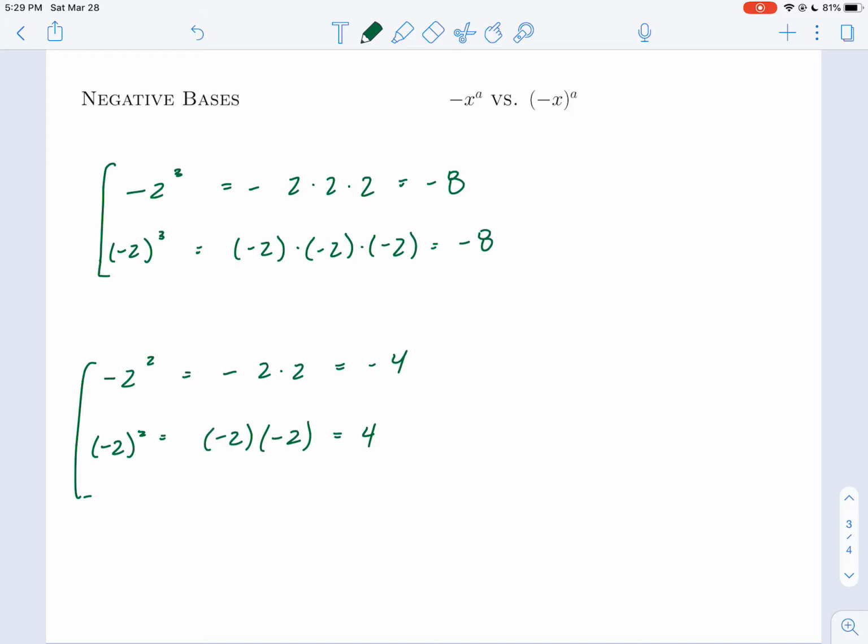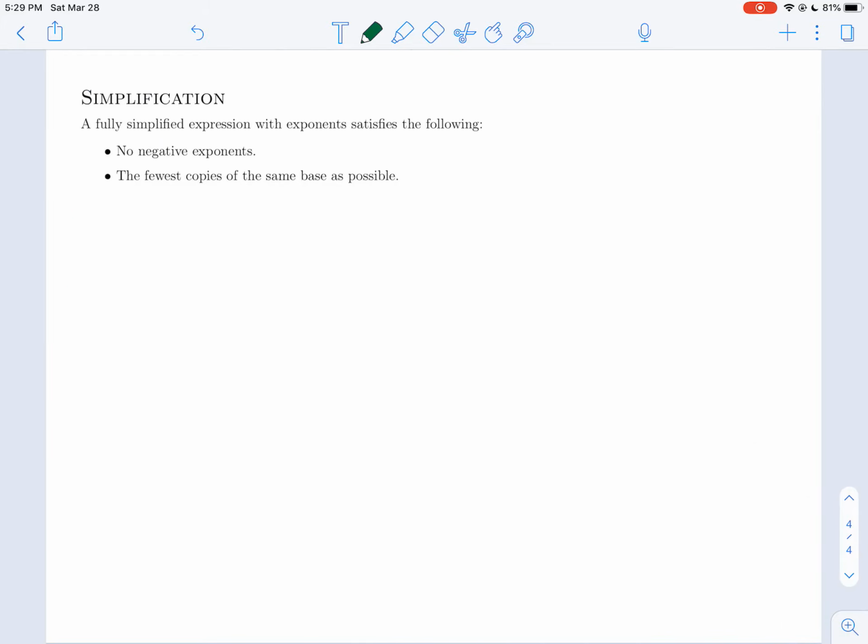So the last thing we want to talk about is what we mean when we say to simplify an exponential expression. If I ask you to simplify an exponential expression, you're looking for two major things. The first is that you don't want to see any negative exponents. And the second is that you want to try and get the fewest copies of the same base as possible, like the fewest copies of x and the fewest copies of y. We'll start with one slightly simpler example, and then we'll do a more confusing example, maybe the most confusing that you'll come across in this class.